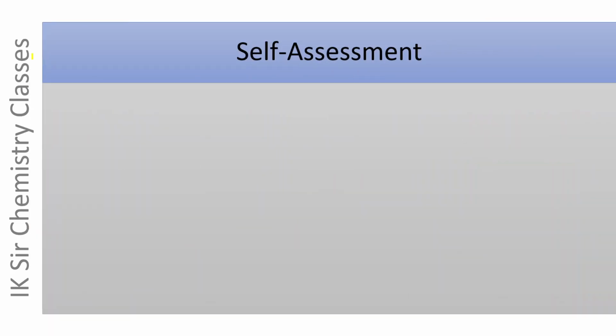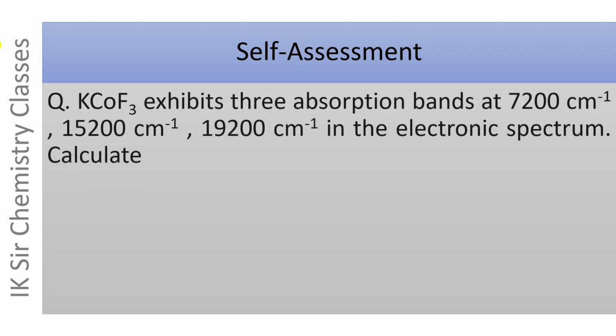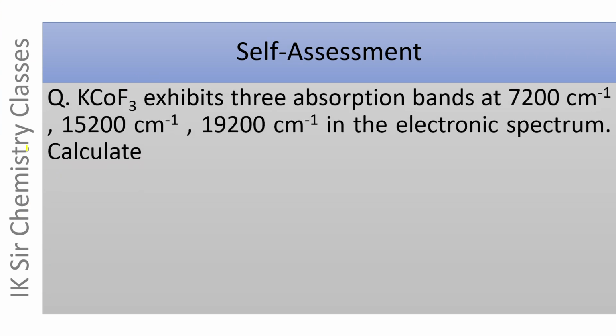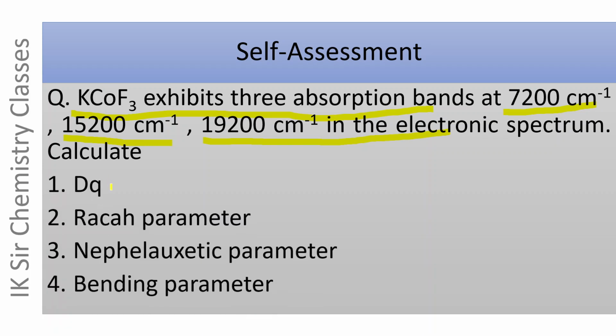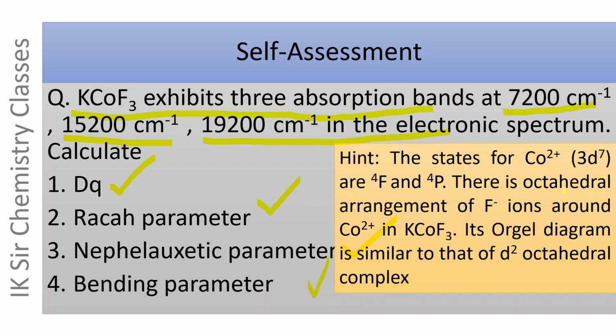There is another question for self-assessment. KCoF3 exhibits three absorption bands at 7,200 cm⁻¹, 15,200 cm⁻¹, and 19,200 cm⁻¹ in the electronic spectrum. Then calculate Dq, Racah parameter, Nephelauxetic parameter, and bending parameter. Hint: the states for cobalt 2+.